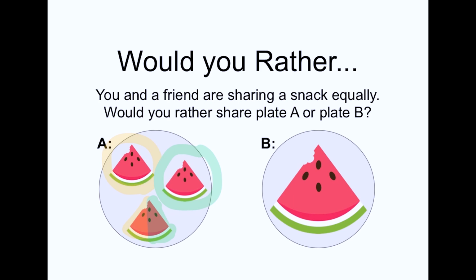If you would rather share plate B, what is your reason? One reason I thought of is that you would have to split the piece of watermelon, and then you and your friend could each have a big piece. There's no right answer for this would you rather. And to know for sure which plate has more watermelon, we would have to measure. But as long as you can explain your thinking like a mathematician.